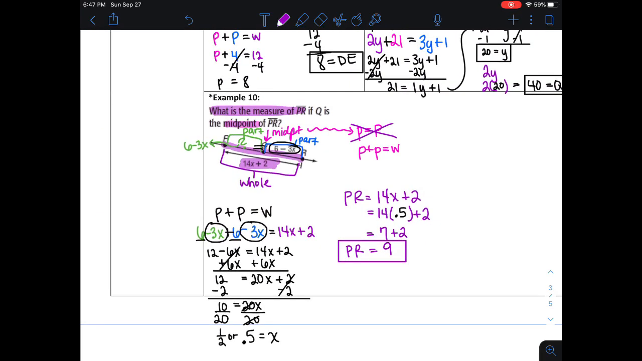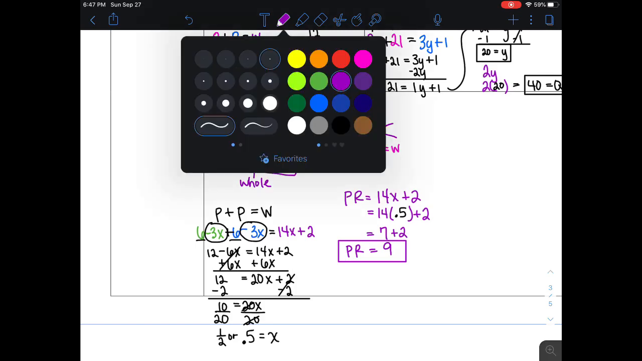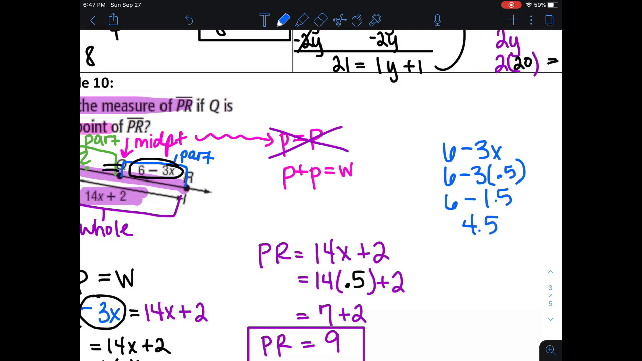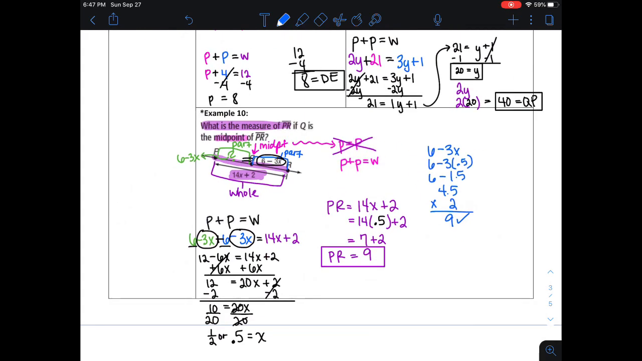Now, of course, if you're paranoid like me and you want to check your work, you will plug it back into QR, and you're going to make sure that this pans out. So let's see. 6 minus 3x. I'm trying to make sure that my work is correct because I'm paranoid. So 6 minus 3 times 0.5, which is 6 minus 1.5, which is 4.5. And 4.5, if I add it to the other side, I just have to multiply it by 2, and that equals 9. So that checks out. We're good to go.